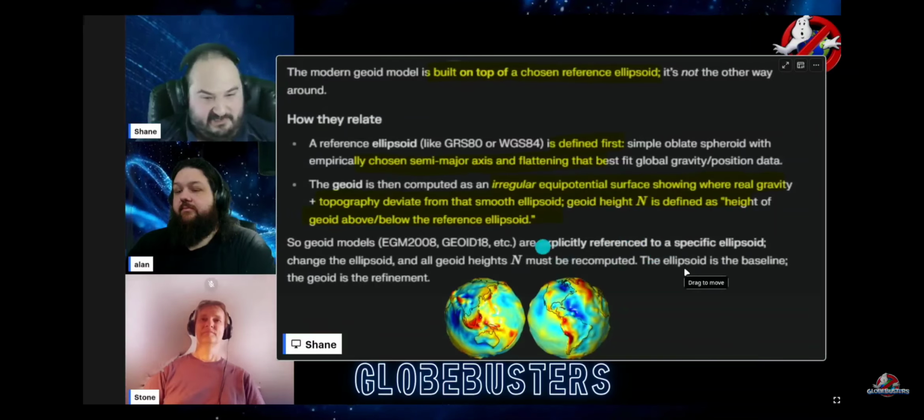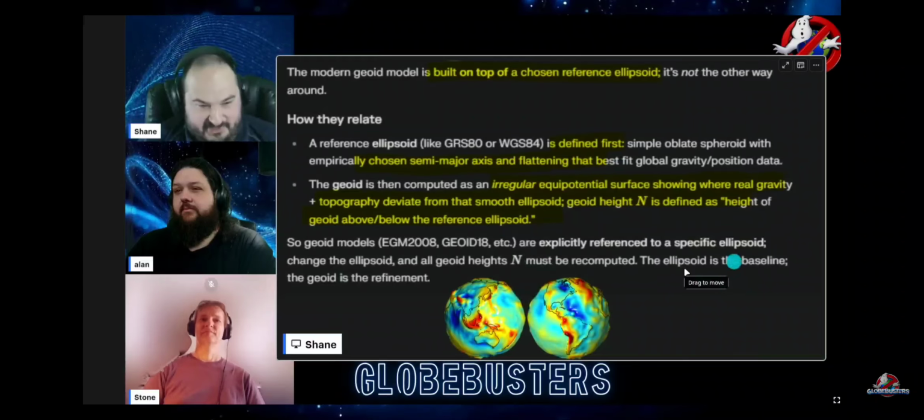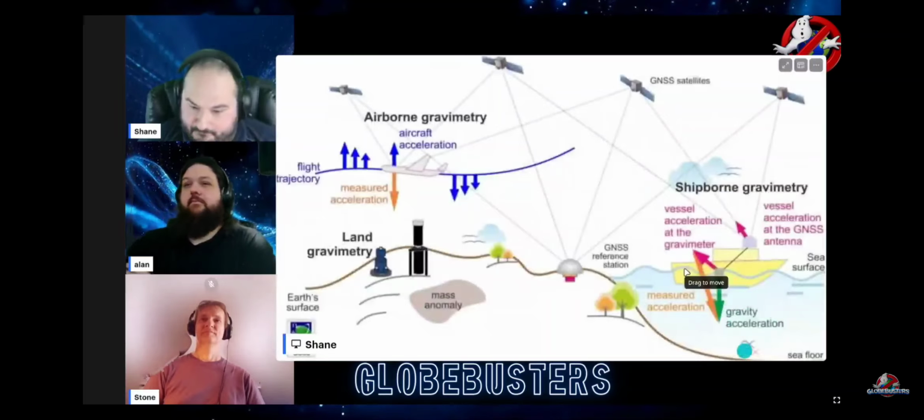So again, they explicitly reference their specific ellipsoid, and any change in the ellipsoid will change all the geoid heights. The reason that this is specifically referenced is through the metric of heights, which we'll go into in more specifics later. But essentially, geoid height is N in the equation, and the geoid height N is based on the ellipsoidal height underneath. So if the ellipsoidal height changes, then your subsequent additive geoid height also changes. So literally, changing the ellipsoid would change all of the heights of the geoid, and that's why they're inextricably linked.